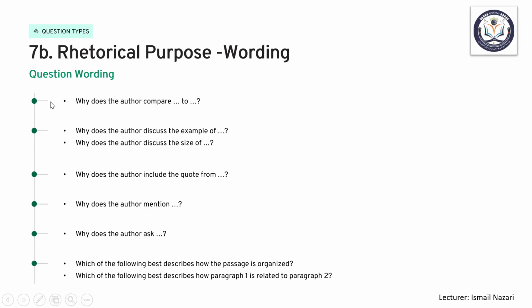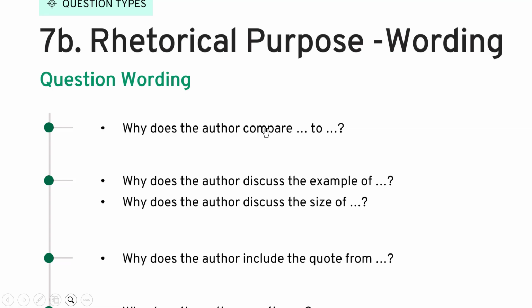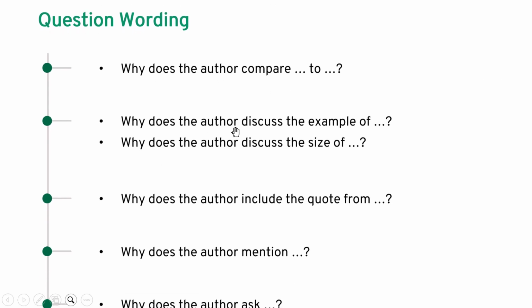So the common wordings we have. Why does the author compare A to B, for example? What's the reason behind this comparison? So here the purpose is to find out the reason for comparison. Why A is compared to B. Or why does the author discuss the example of? So we have a specific example stated, and it tells you why does the author discuss the example of. That can be A, B, C, D, whatever idea that it asks.